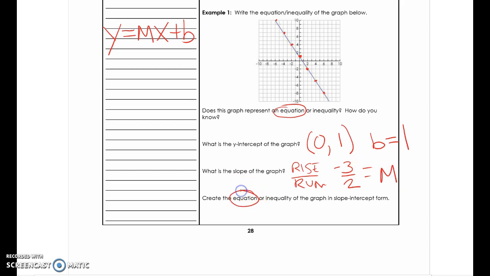Now you're ready to write your equation, which means it'll have an equals. So y equals negative 3 over 2x plus 1.